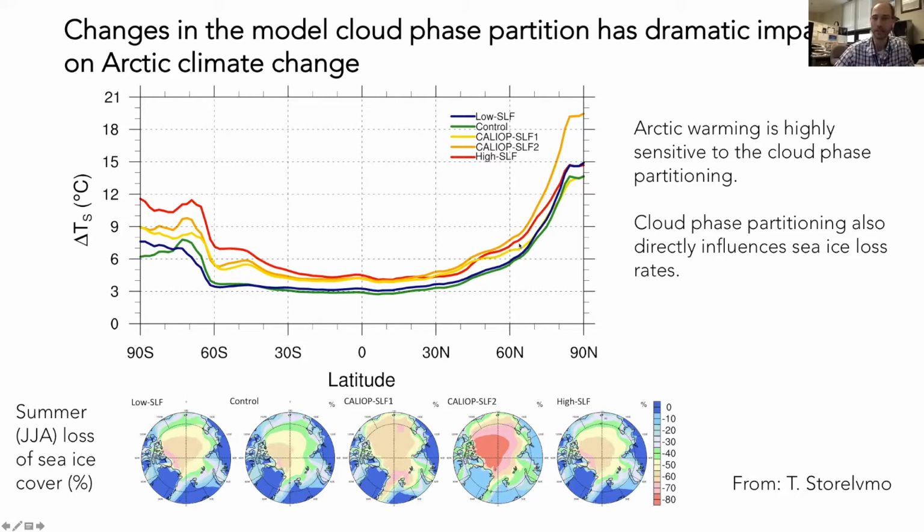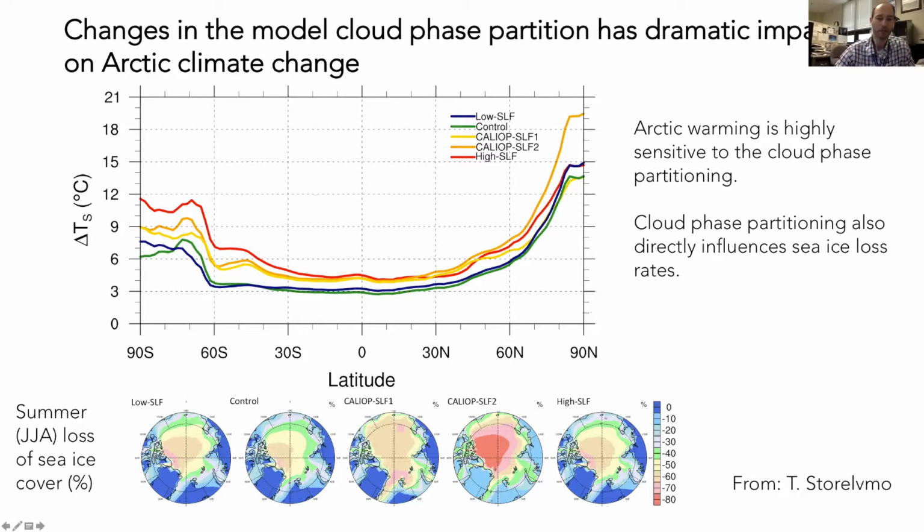I don't remember exactly which one, but each of the different color lines represents a different amount of supercooled liquid, with this blue line showing low supercooled liquid fraction and the red line showing high. And the control and the two Calliope constrained versions show a range of different amounts of supercooled liquid. Depending on the amount of supercooled liquid, the model warms the Arctic anywhere from 13 degrees Celsius up to nearly 20 degrees Celsius.